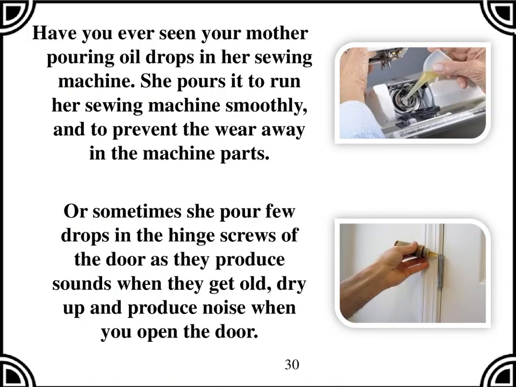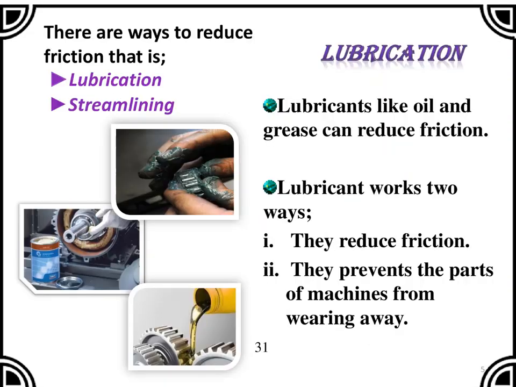Have you ever seen your mother pouring oil drops in her sewing machine? She pours it to run her sewing machine smoothly and to prevent the wearing away of the machine parts. Or sometimes she pours a few drops in the hinge screw of the door, as hinges produce noise when they get old and dry when you open the door.